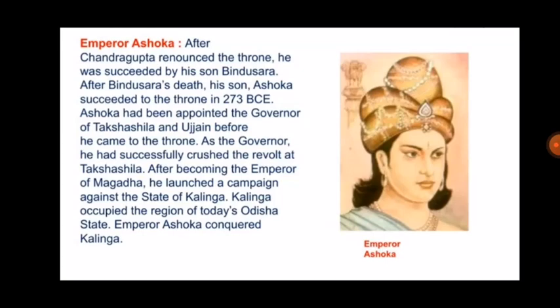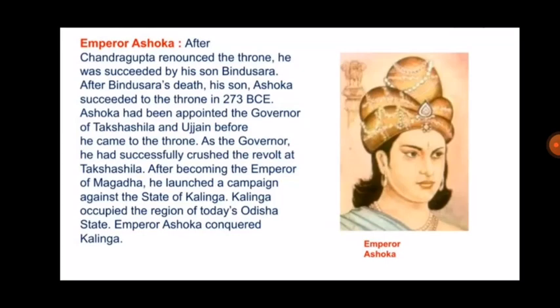In 273 BC, Ashoka came to the throne. Ashoka had been appointed the governor of Takshashila and Ujjain before he came to the throne. So Ashoka had done some work before also. As the governor, he had successfully crushed the revolt at Takshashila. So he had successfully ruled even before.